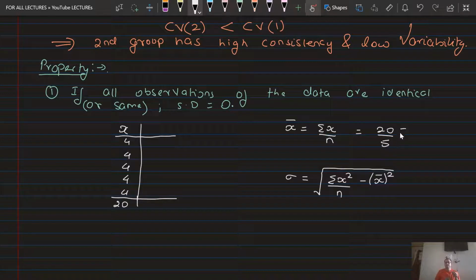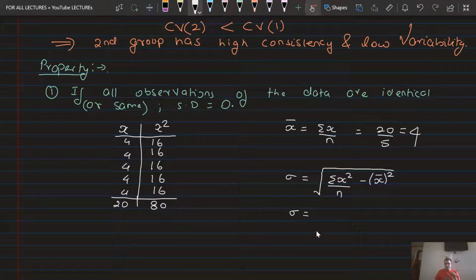20 upon 5 is going to be 4 again. Now I have to find the value of summation of x square. So we have to take the squares of all the numbers. So what is it going to be? 16, 16, 16, 16 and 16. If I add all these values, I get the answer as 80.